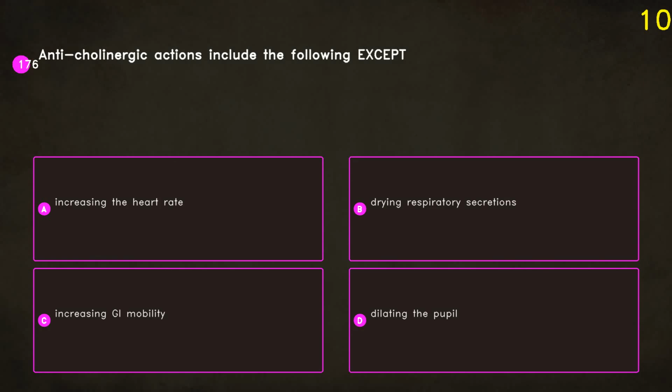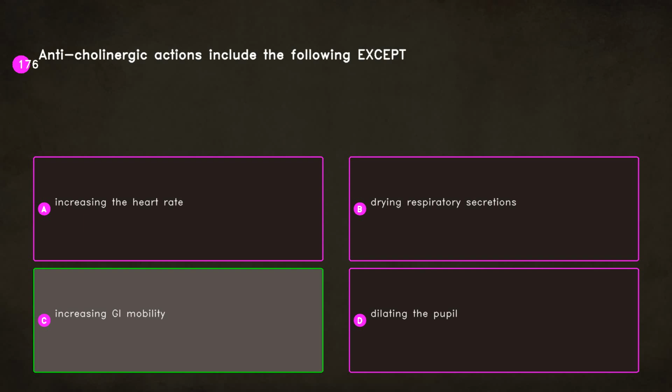Question 176. Anticholinergic actions include the following except A. Increasing the heart rate, B. Drying respiratory secretion, C. Increasing GI motility, D. Dilating the pupil. The correct answer is increasing GI motility.